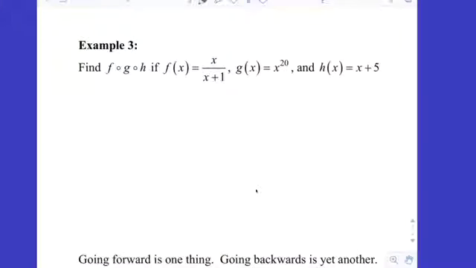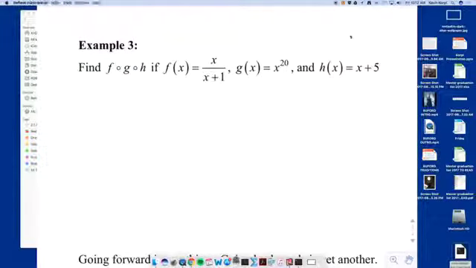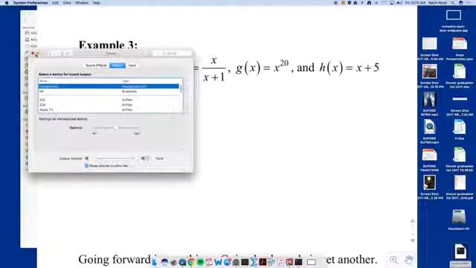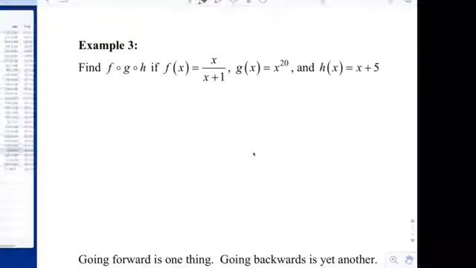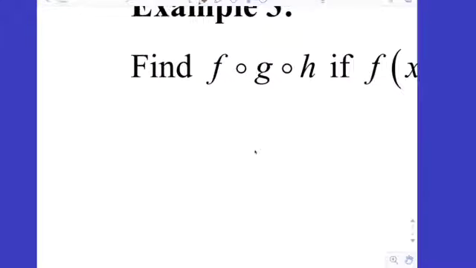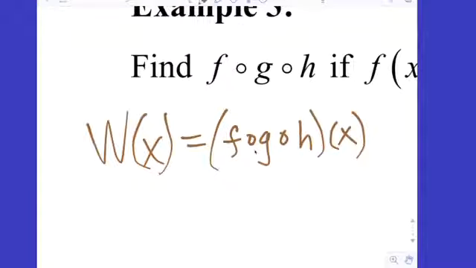All right, so on example 3, how would you read that? F of g of h of x. Fogo. Yeah, Fogo. F of g of h of x. Let's give it a name. W for wild, crazy Fogo of x. Okay, so the condensed notation is F of g of h of x.